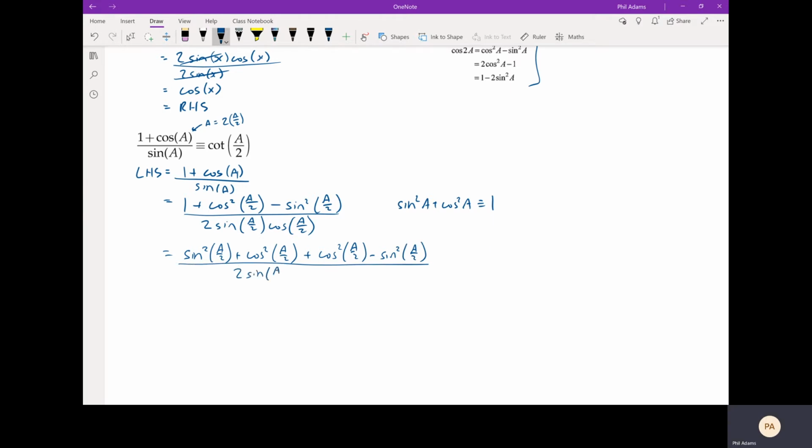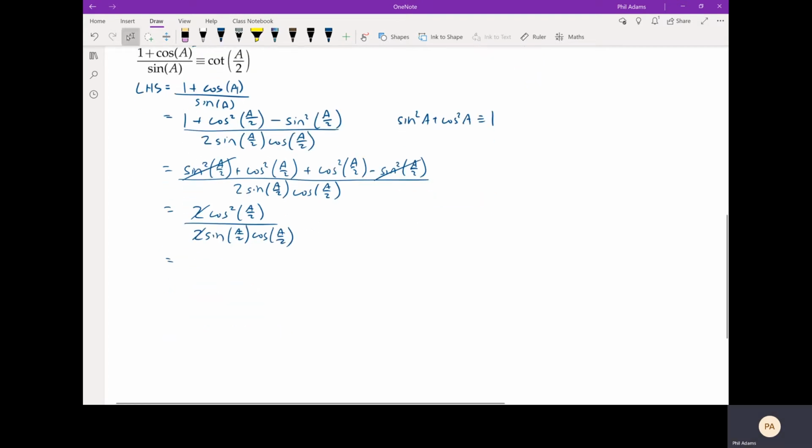You can see this is obviously a lot more involved than the previous one. But the good thing is now the sine squareds actually cancel out, and that leaves us with 2 lots of cosine squared of A over 2. And on the bottom, we have this lot. Now a couple of things are going to cancel out. We know the 2s will cancel out, but we also know that one of these cosines will cancel out. So we're going to be left with cosine of A over 2 over sine of A over 2.